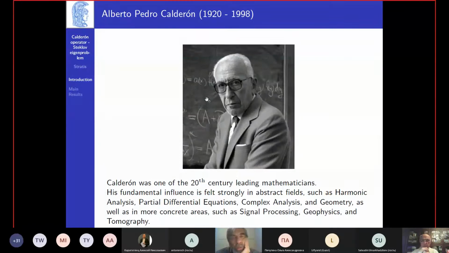Okay, so just a couple of words about Calderon. He was a very, very important mathematician. He lived from 1920 to 1998. And it is impressive the width of his work, from very abstract fields like harmonic analysis, then passing to PDEs, complex analysis, geometry, but also much more applied and concrete areas, like signal physics and tomography.